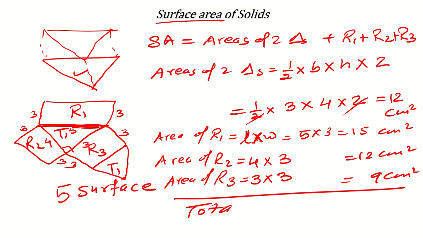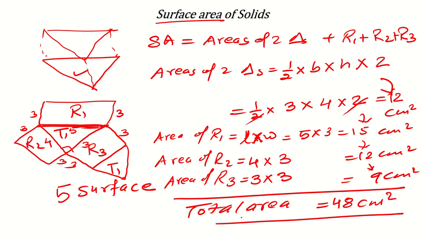So what will be the total area? Total surface area is equal to 12 plus 15, that is 27, 27 plus 12 is 39, 39 plus 9 is 48 centimeter square. Like this you can solve the question. Now, for the surface area of a triangular prism you have to be a little careful. Just try to visualize the area of the surfaces by opening it in your mind, or you can make it on paper also, if it is an open response question.